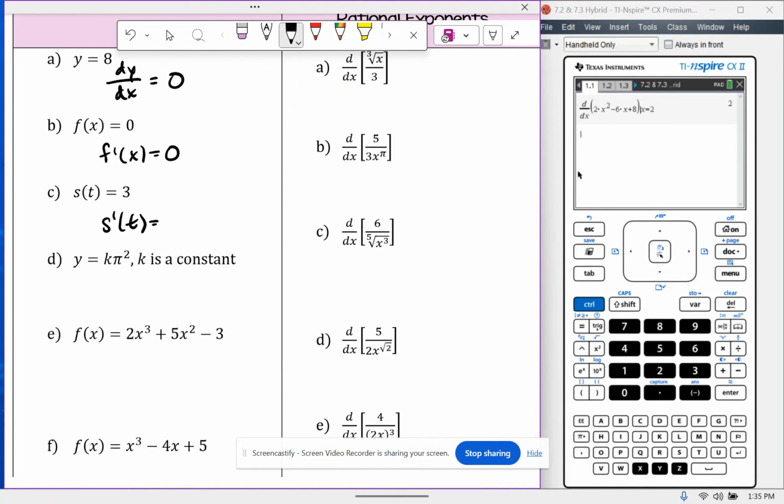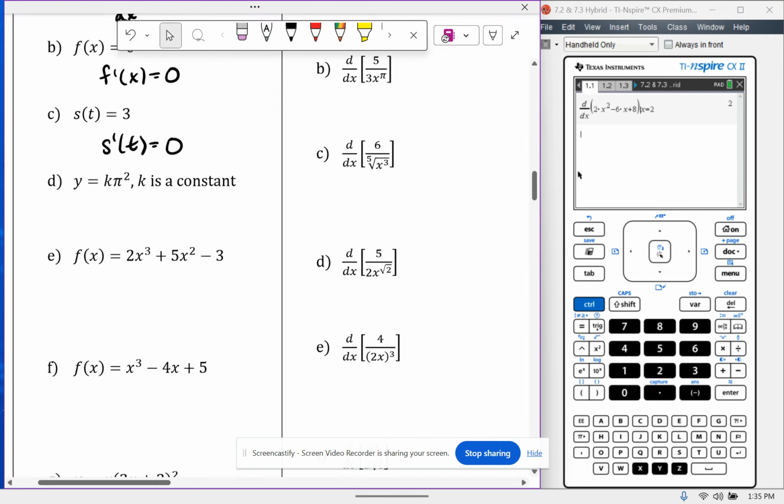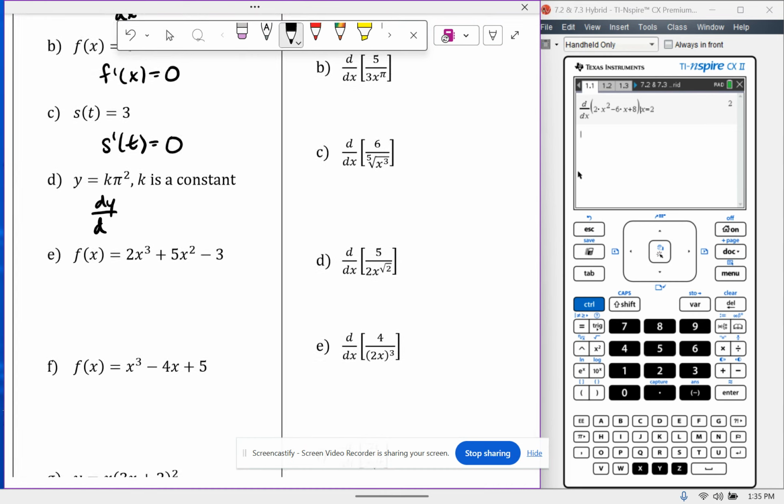The derivative of 3 should be what? 0, boom. Y equals k times pi squared, where k is the constant. What should dy dx be in this case? 0, good job, right? That pi trips you up. He's not a variable. K is a constant. This whole thing would end up being a constant, right?